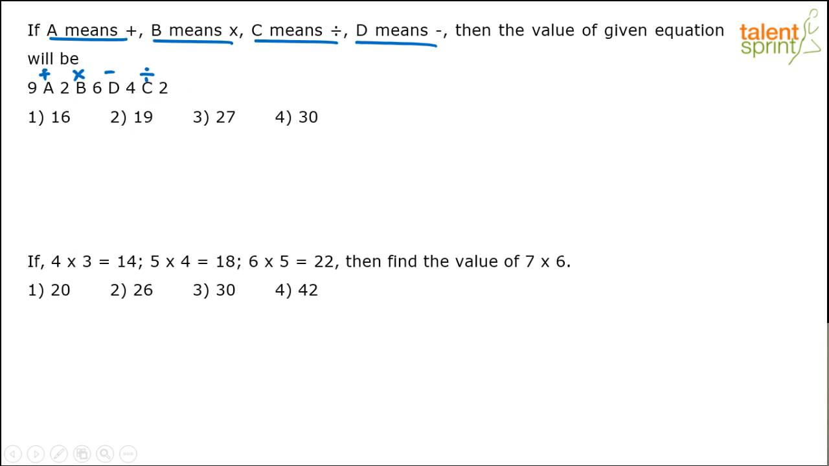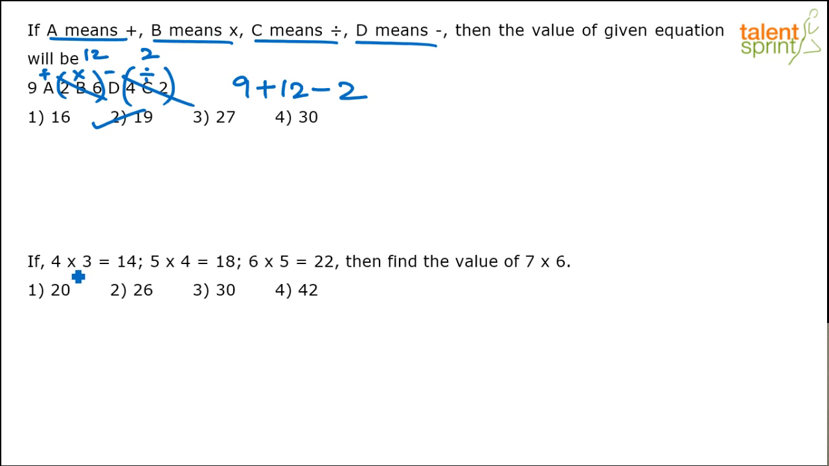If you say that, you are wrong, right? Apply BODMAS rule. So what do we do first? We'll do division. So 4 divided by 2 is 2. This gives you 2. After division, you have to do multiplication. So 2 into 6 is 12. So basically, you are left with 9 plus 12 minus 2. What is 9 plus 12? 9 plus 12 is 21. 21 minus 2 is 19. So option 2 is the answer.